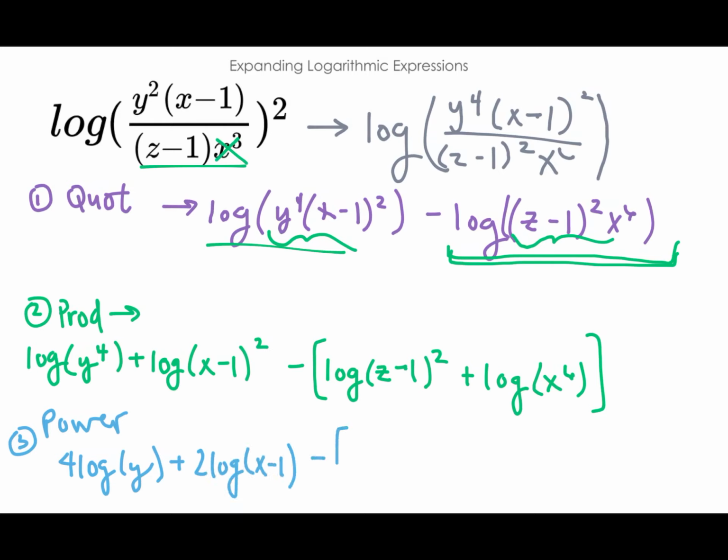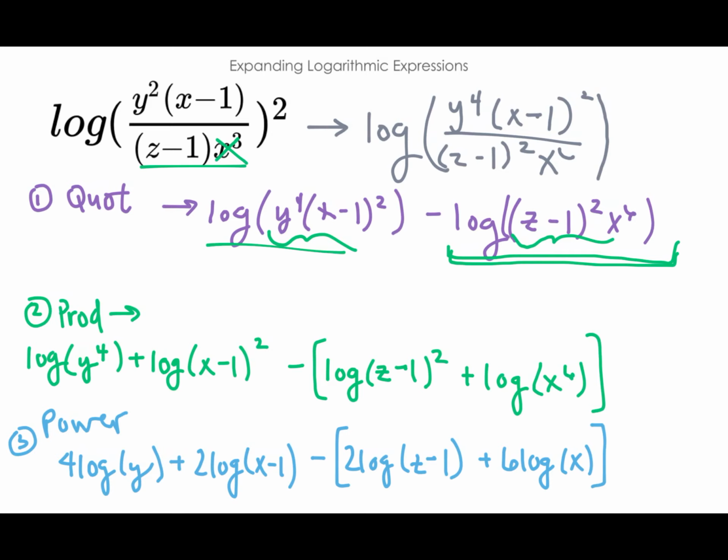Now if you want, you can distribute the negative sign in, so you can just have it be minus minus. That would work too. I personally prefer the brackets there, but both are mathematically the same, so both would be correct. So here we'll have log of, oops, I forgot the 2. 2 log of z minus 1 plus 6 log of x.